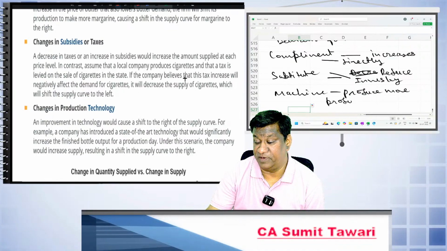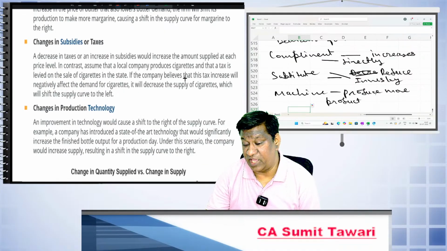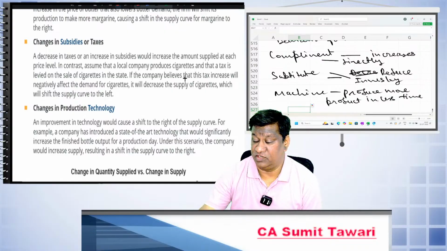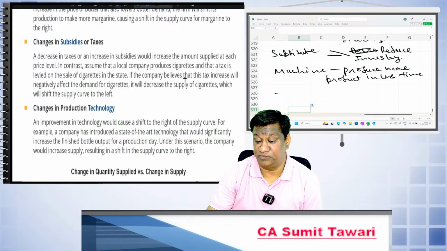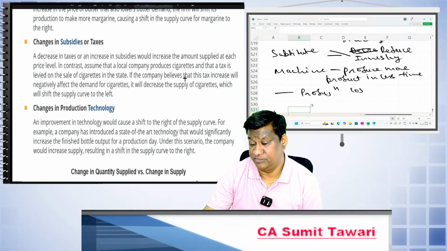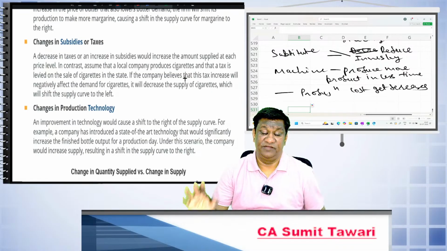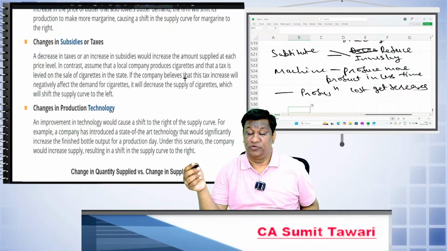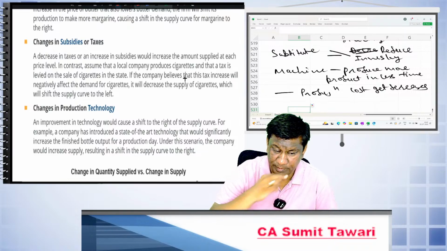So what happens then? Your fixed overhead absorption rate goes down. If the fixed overhead absorption rate goes down, that means the production cost gets decreased. If this situation happens, production costs decrease, and then you are willing to supply more quantity because you are able to generate more profit.